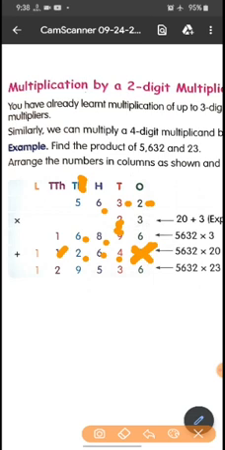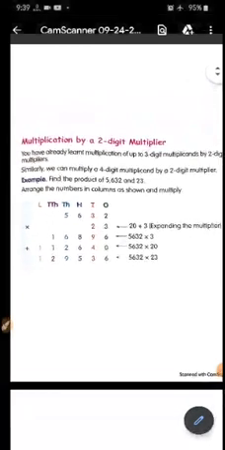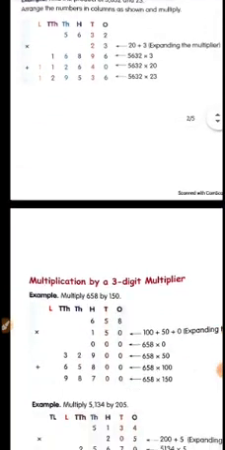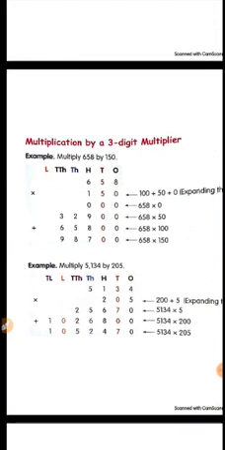So now we will add both the products, and by adding them we will get here 6 3 5 9 2 1. So here our answer will be 1,29,536. Similarly, we can do multiplication by a 3-digit multiplier.